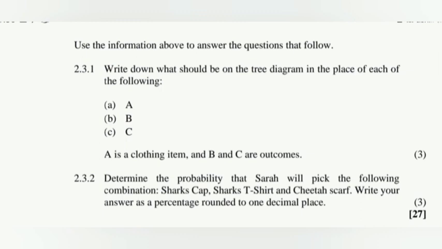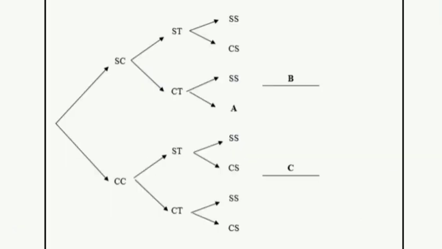Determine the probability that Sarah will pick the following combination: a shark's cap, a shark's t-shirt, the cheetah scarf. Write your answer as a percentage rounded to one decimal place. Remember, I said never ever read your question once. You can read it quickly the first time just to familiarize yourself, and the second time you read it a bit slower. So we have to complete this whole diagram first before we can answer this question, because they need us to use the outcomes. So make sure that your diagram is complete before attempting this question.